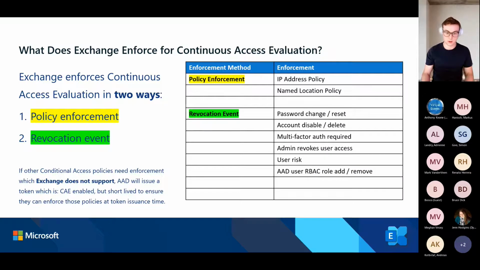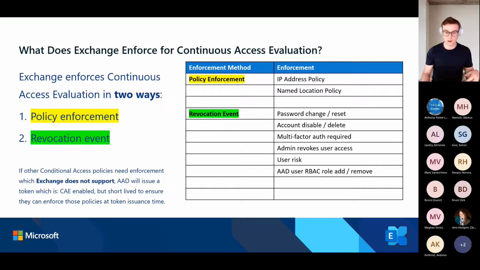Specifically in Exchange, there's two sorts of functions that CAE performs. The first is policy enforcement. So this is name, location, and IP address policies. This makes sure that a request from a client is coming from a particular IP address. That's the policy enforcement that Exchange supports today.